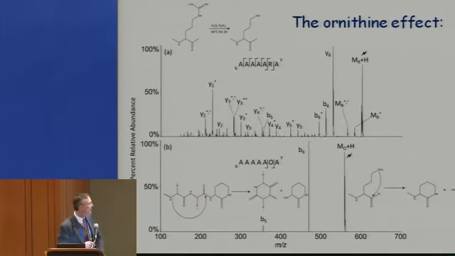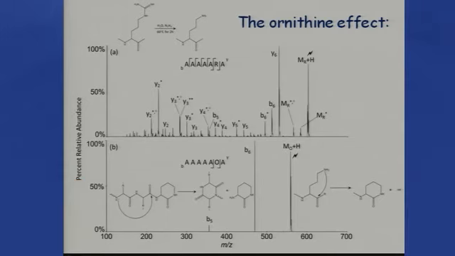Okay, so now I'm going to finish up by talking about ornithine. Ornithine is the same as lysine, but with one less methylene group. Ornithine is not coded by DNA. It is important in the body, but it's typically not found in proteins. For reasons that I won't go into, we sort of stumbled on this because we were making ornithine in the mass spec with our ion-ion chemistry.